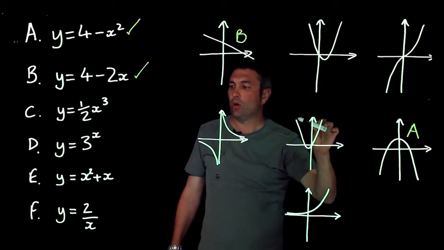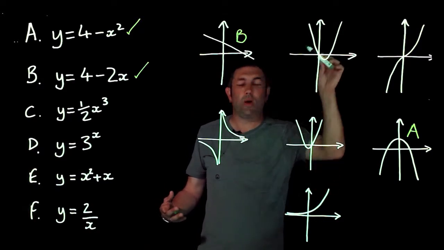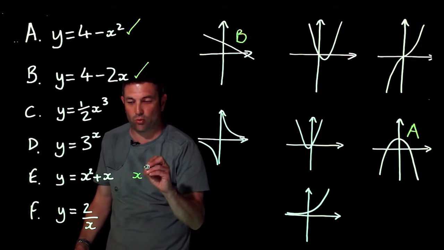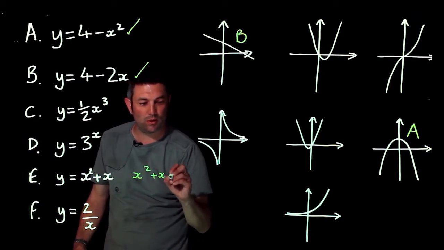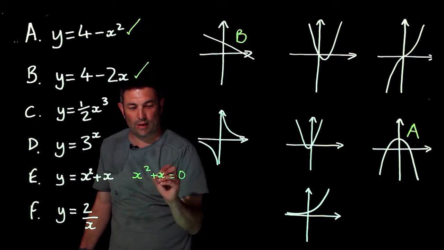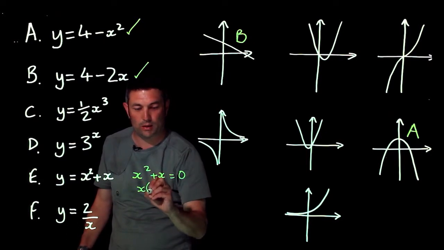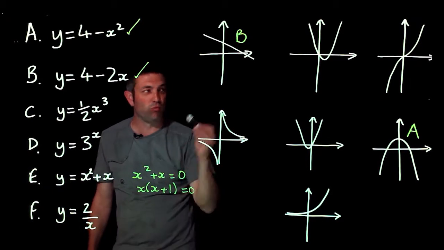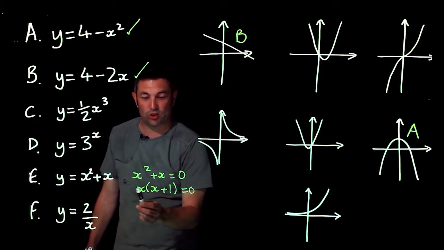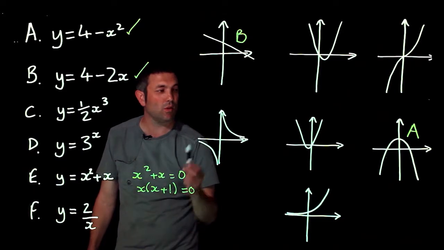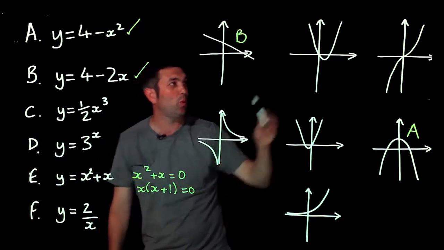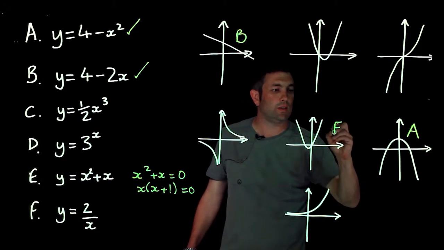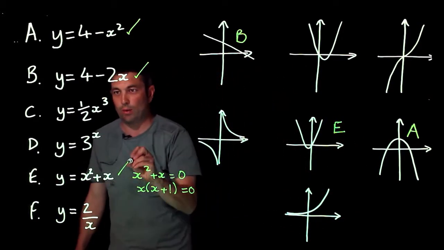Okay. So can I work out which one it is? Now I can actually, and you should have seen this before. When you factorize something like this, and I'm going to factorize that, and x appears in both bits, I get x plus 1. So that means that the roots of this are 0 and minus 1. So they've got to cut the x-axis at 0 and minus 1. And which one of those cuts at 0 and minus 1? Well, it's that one there, isn't it? So there we go. So I've done that one.